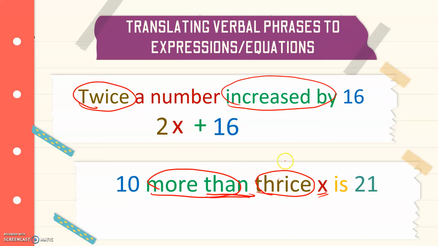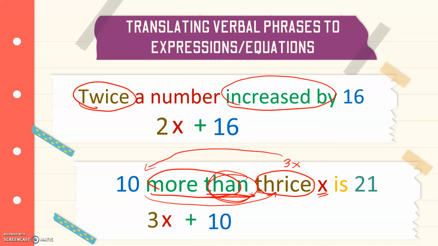If you will write it into symbol, that means 3 times x, and this is considered as one number. So if you have 10 more than 3x, we'll have to interchange the position of 3x and 10. So if we will write it, that will be 3x, or thrice x, plus 10. Now the keyword is means equal sign. So if you get thrice x and add 10 to it, that will be equal to 21 according to our statement.